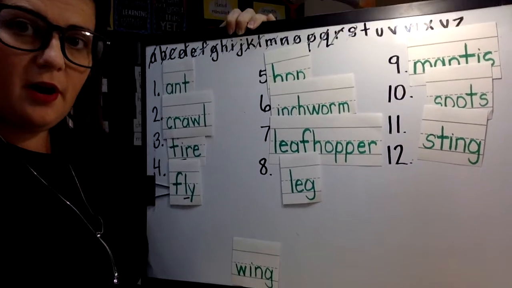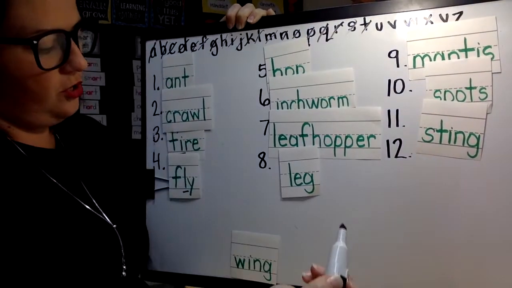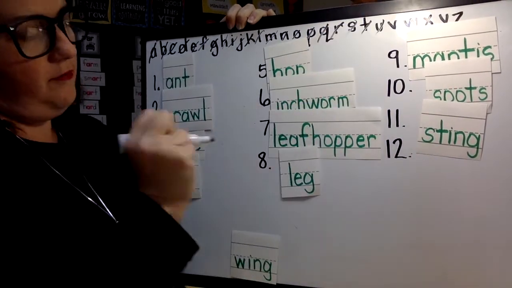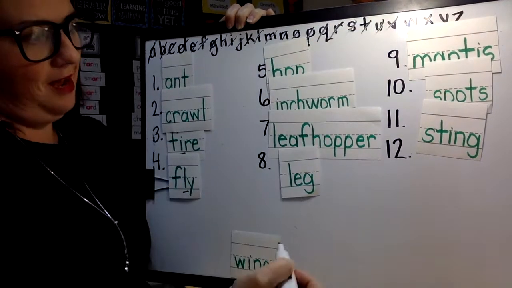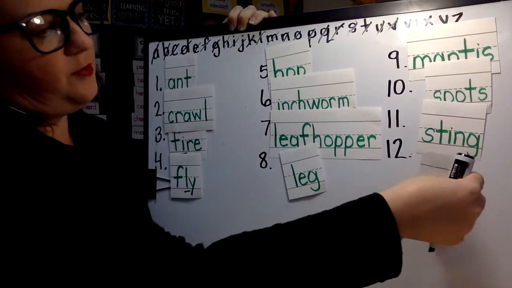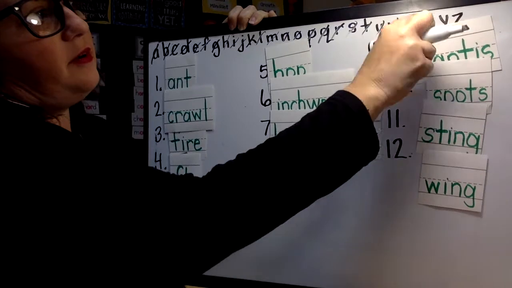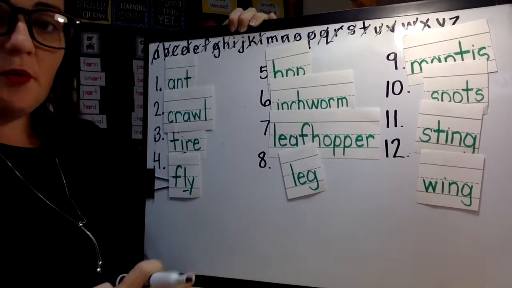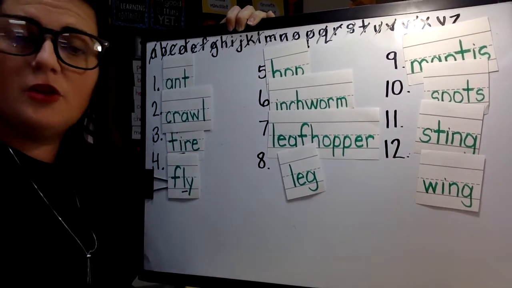Do we have any T words? Nope. U? Nope. V? Nope. W? Yep, that's our last word. So now we don't even have to finish the rest of the alphabet because we don't have any more words to put in order.